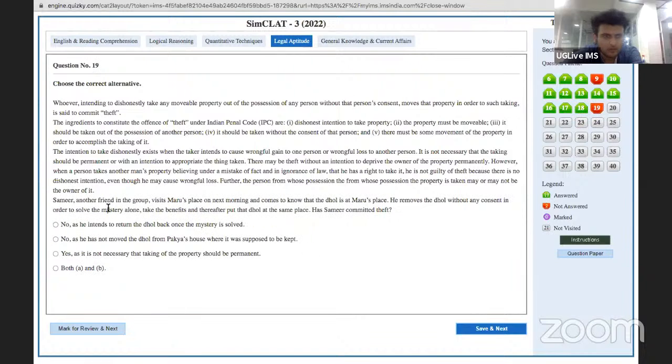Okay. Samir, another friend in the group, visits Maru's place the next morning and comes to know that the dhol is at Maru's place. He removes the dhol without any consent in order to solve the mystery alone, take the benefits, and thereafter puts that dhol at the same place.